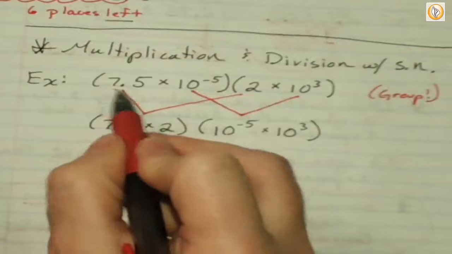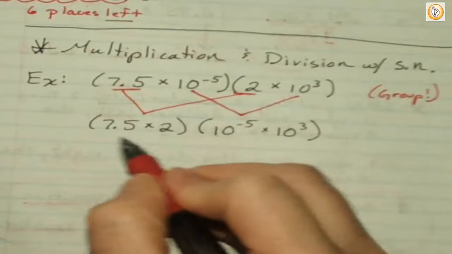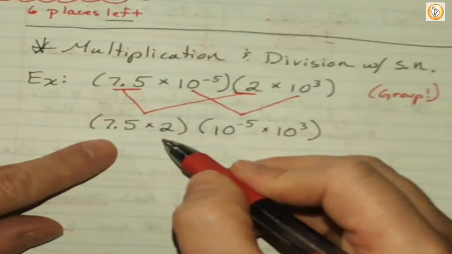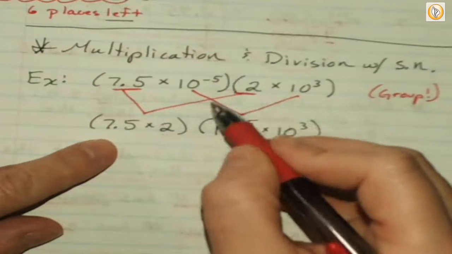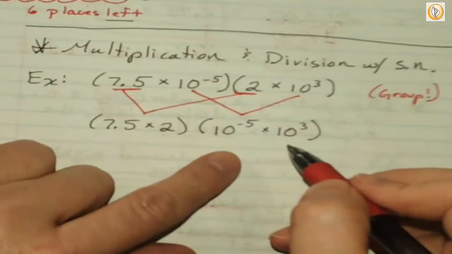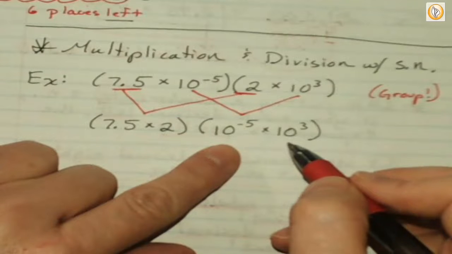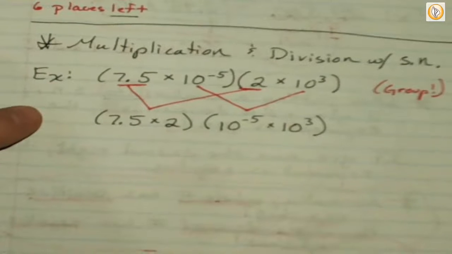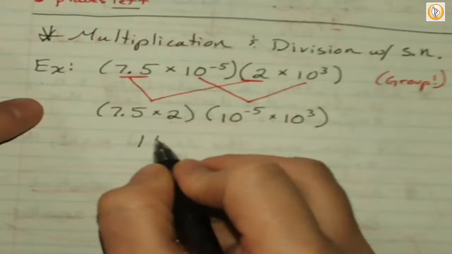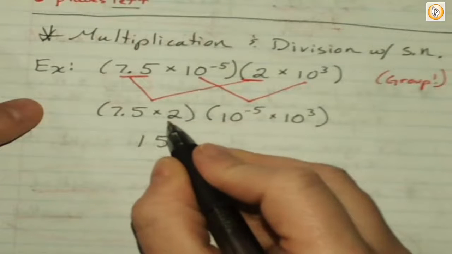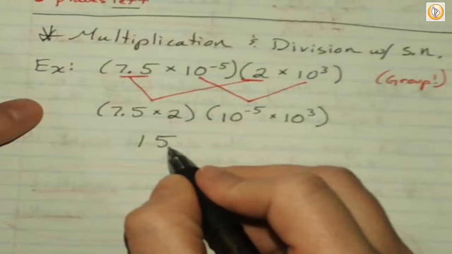So 7.5 times 2, see, I've got those grouped. So I've just taken the two regular numbers and put them into a group. Again, we're multiplying, so then I'm taking the 10 to the negative 5 exponent times 10 to the 3 exponent. 7.5 times 2 is 15.